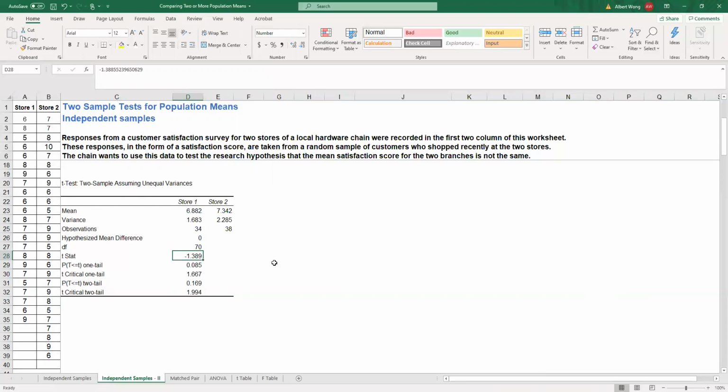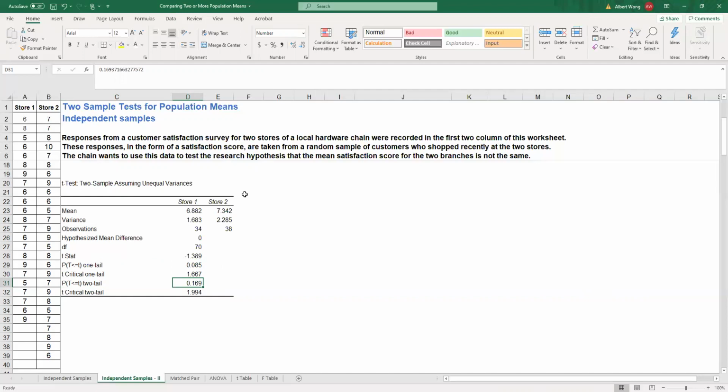The test statistic, of course, is the same. The good thing about Excel is that based on the degrees of freedom of 70, it gives you the p-value as well. Now, which one is the p-value? It's the probability, right? One-tail probability, two-tail probability. Excel does not know whether you're doing a one-tail test or a two-tail test, so it gives you both. This is the p-value for the one-tail test. This is the p-value for the two-tail test.